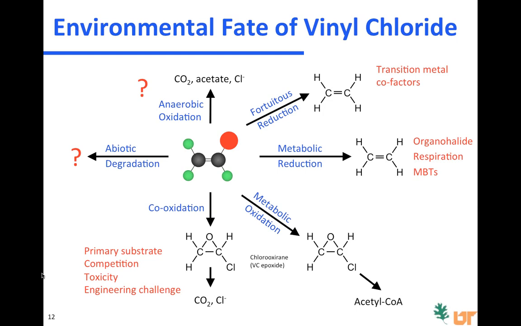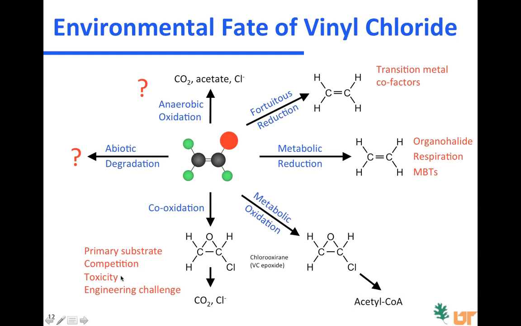Now, co-oxidation has been explored in detail. The organisms doing this require a primary substrate. So, for example, methane. Methanotrophic bacteria require methane, they grow with methane and oxygen, and the methane monooxygenase can co-metabolize vinyl chloride in a fortuitous side reaction. So there's competition between the primary substrate and vinyl chloride.